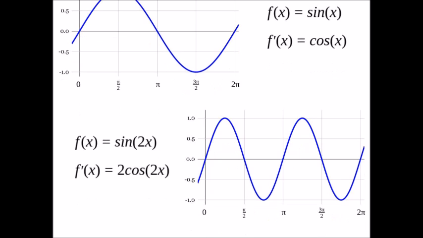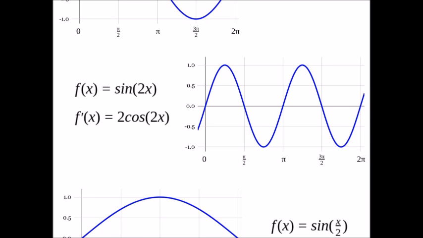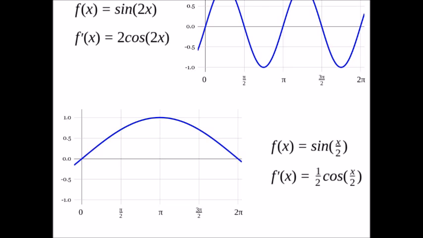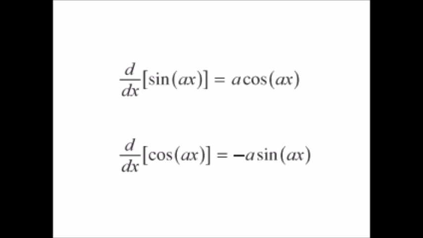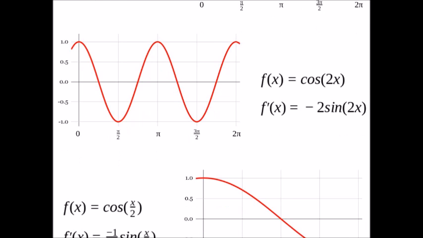Sine 2x. Yeah, twice the frequency. I see that now. That would give you a steeper slope. Twice the frequency gives you twice the slope. Sine x over 2, that's 1/2 the slope. Okay. Starting with cosine next, a bigger frequency, a steeper slope, and just one thing.